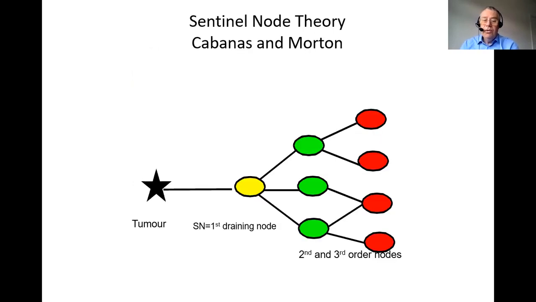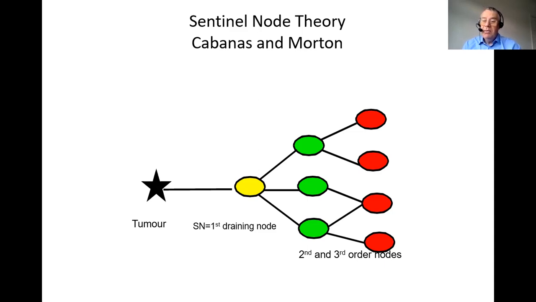The sentinel node, where can we use this in sentinel nodes? Well, we know that if we look at the Cabanas and Morton principle of sentinel nodes, the sentinel node is the first draining node that we have from a tumor. And if this is positive, then there is a possibility of nodal spread elsewhere. But if this is negative, it's very unlikely that there is nodal spread.